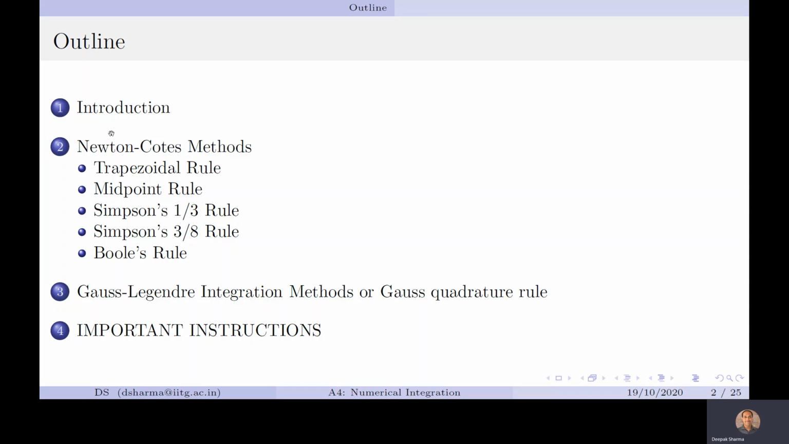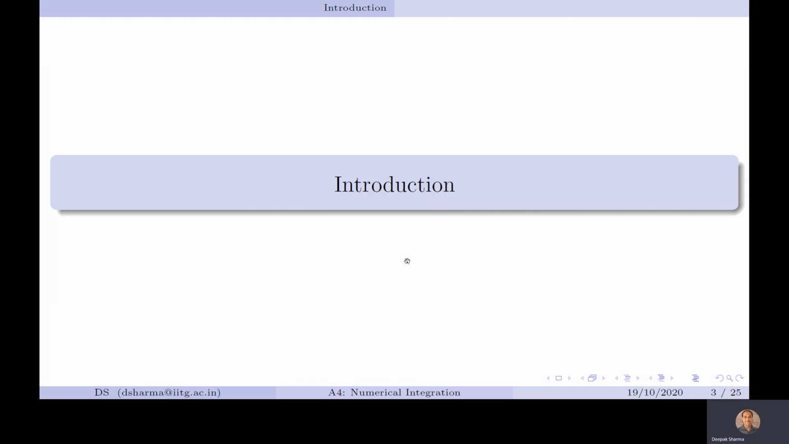We will be covering two types of methods: the Newton-Cotes method and the Gauss-Legendre integration method, or sometimes we call it the Gauss quadrature rule. In the Newton-Cotes method, there are certain methods which we will be understanding and writing code for. And at the last, there are some important instructions for making the codes for this assignment. Let us begin with the introduction now.